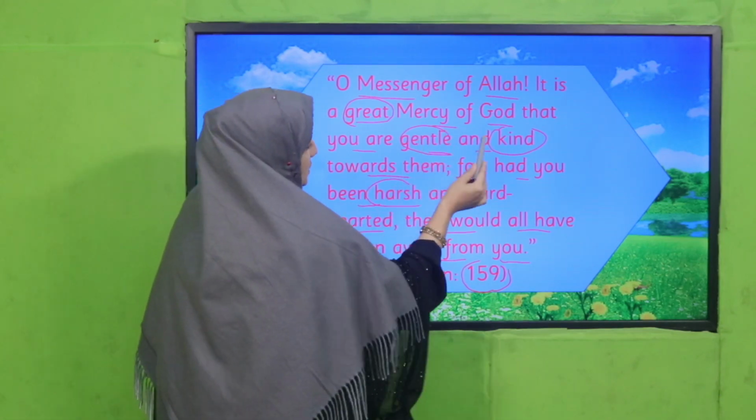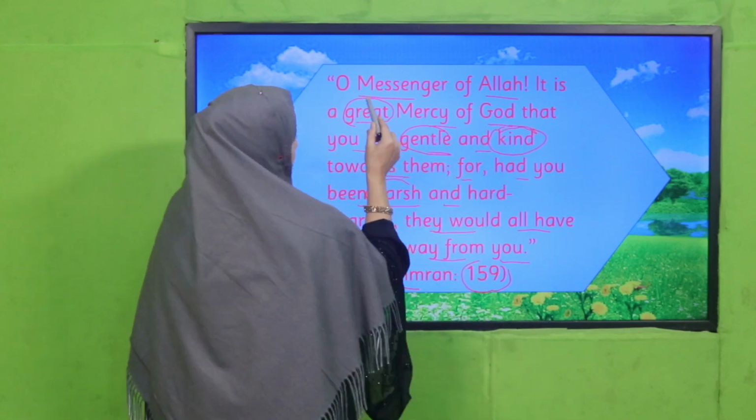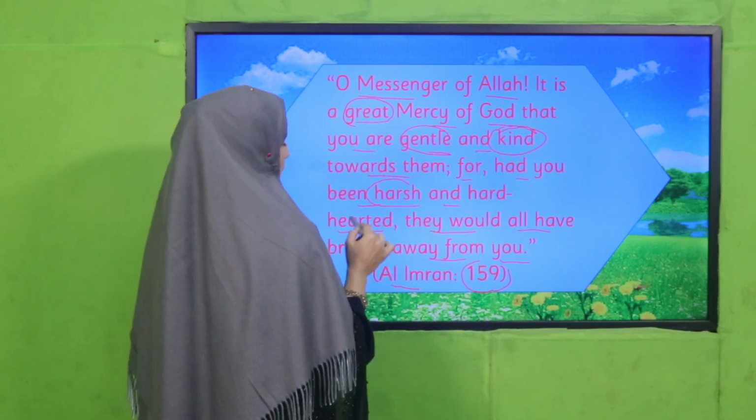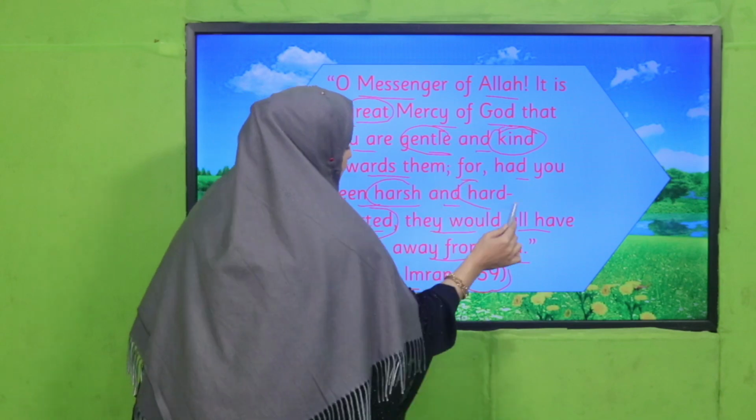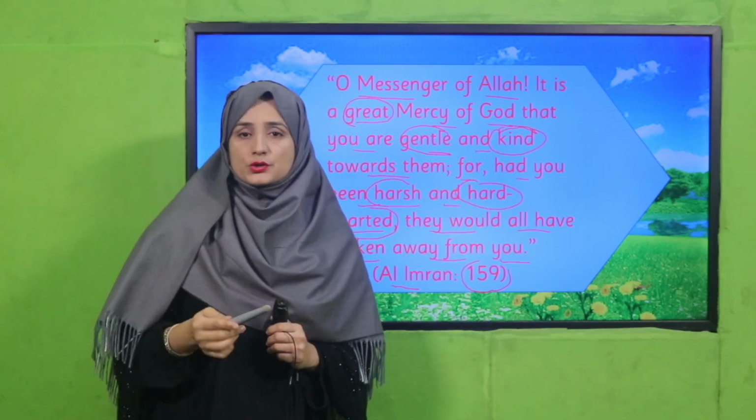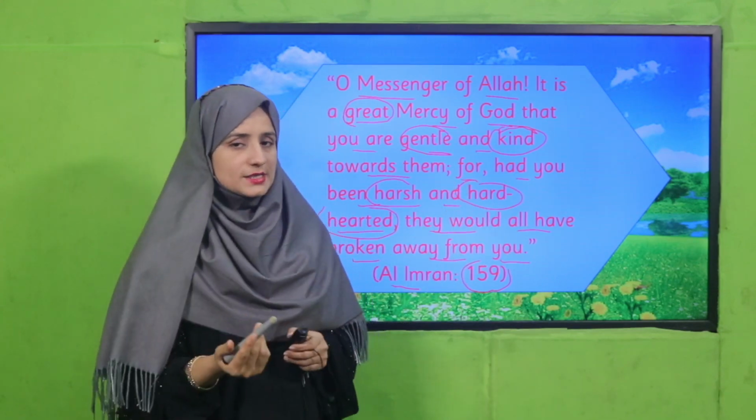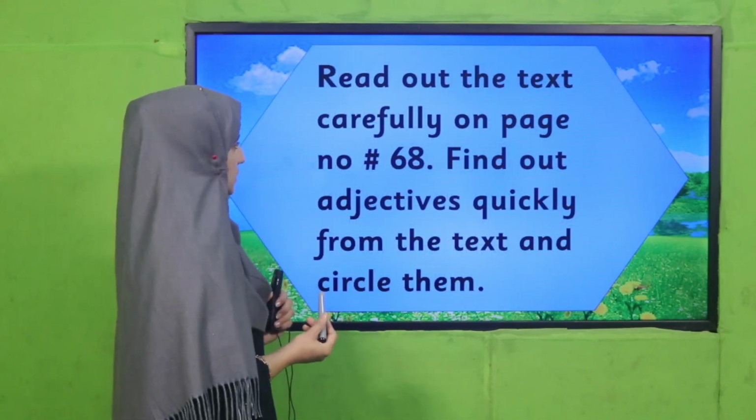So you can see these: gentle, kind, great, harsh, hard-hearted. So these are called adjectives. So let's see how we can learn more about adjectives.